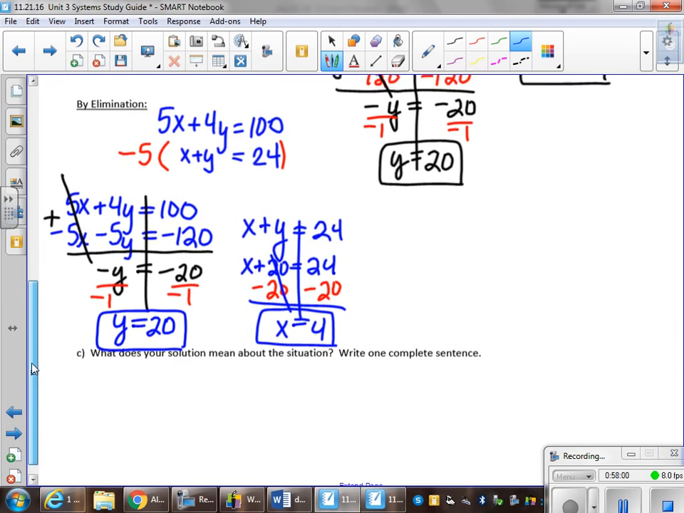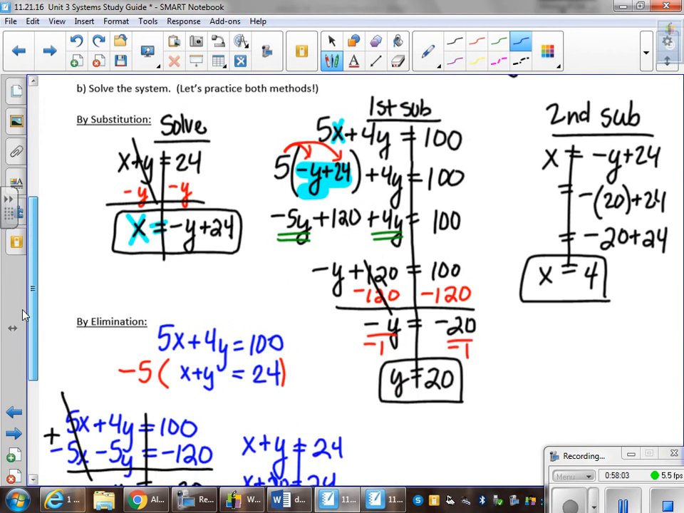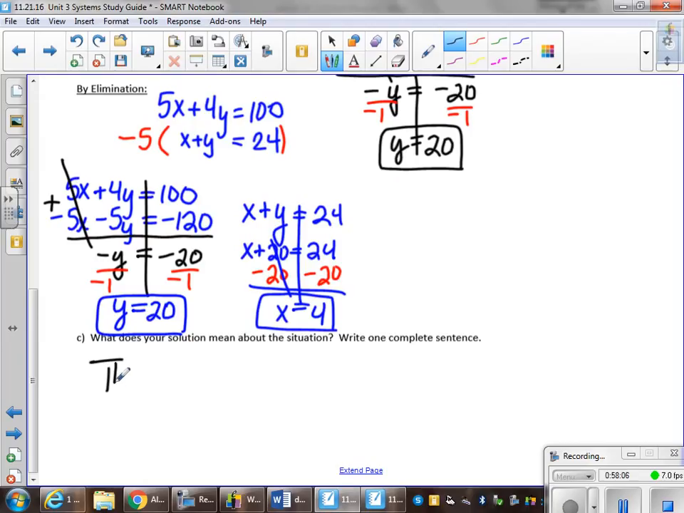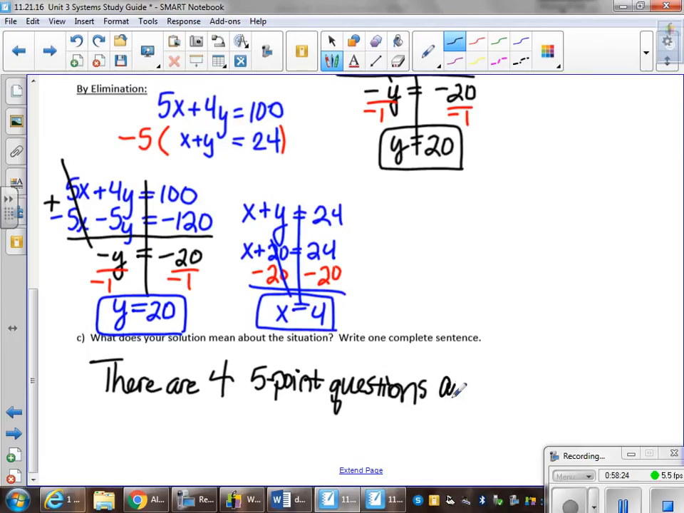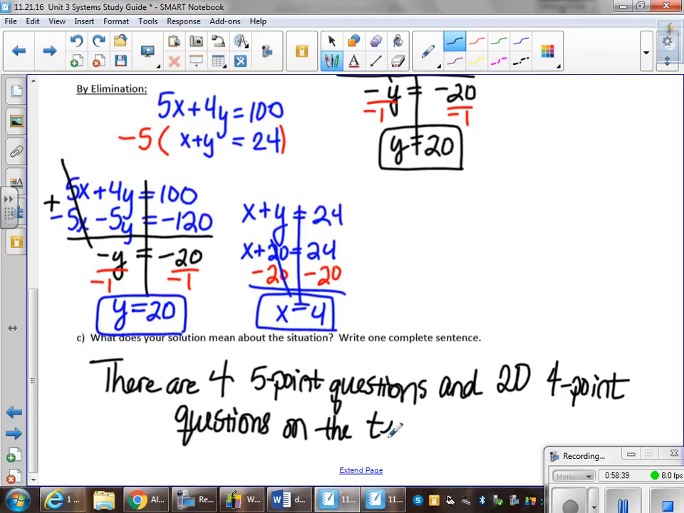If I look, x equals 4. X is the number of 5-point questions, so there are 4 5-point questions. And then y is 20, and y represents 4-point questions. And 20 4-point questions on the test.